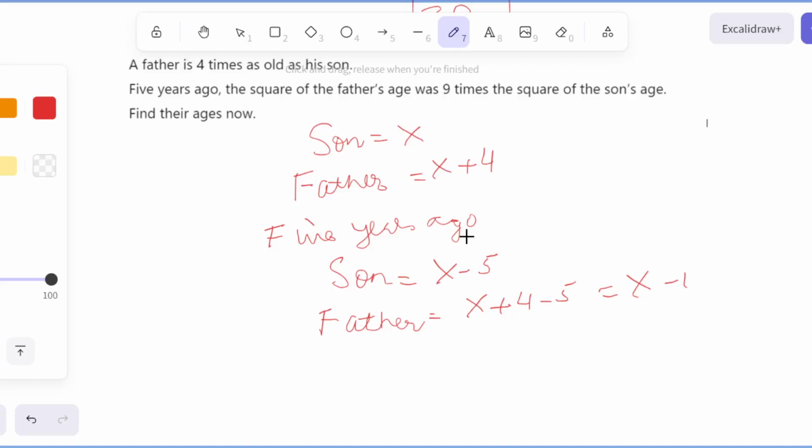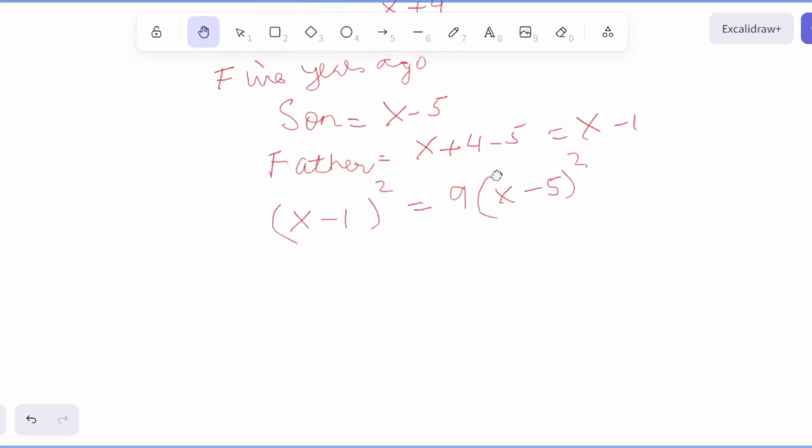All right. Now, they have given a relation. The square of the father's age was 9 times the square of the son's age 5 years ago. This is a quadratic equation. Now let's try solving it.